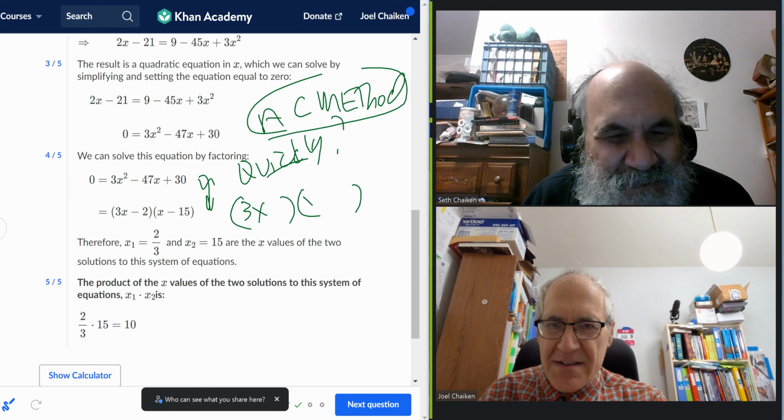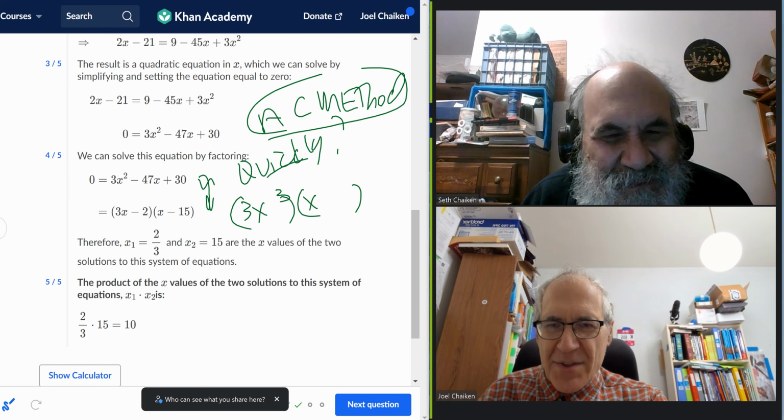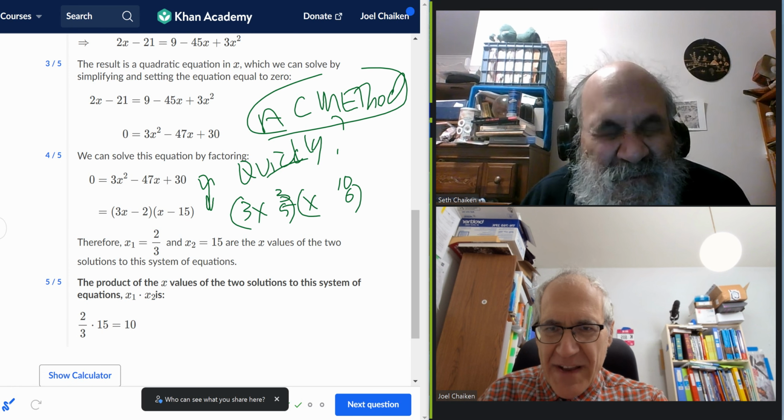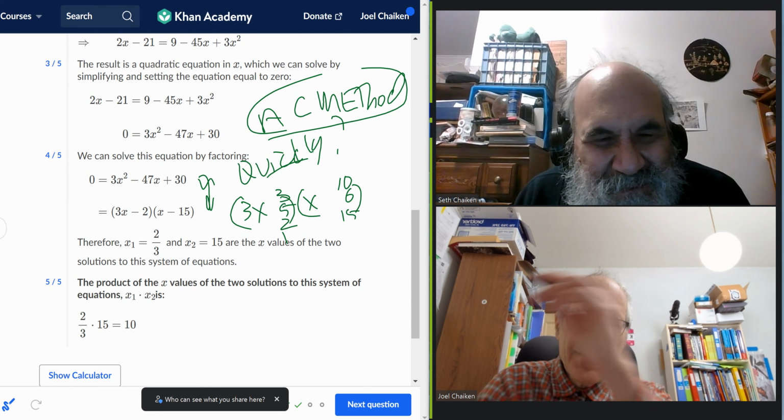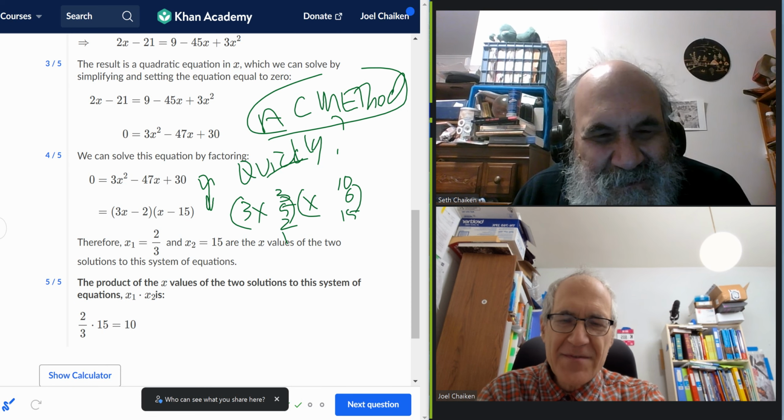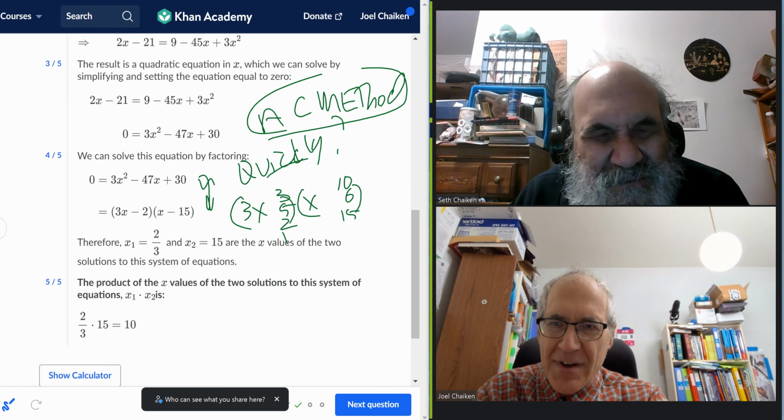This is a 3x. This is an x. Yeah, but this could be a 3 and a 10. This could be a 5 and a 6. This could be a 2 and a 15. And then you've got the pluses and the minuses. You're sitting here forever. It's a completely impractical way to factor this. It's not the way it's taught now. The way it's taught now is you do this.